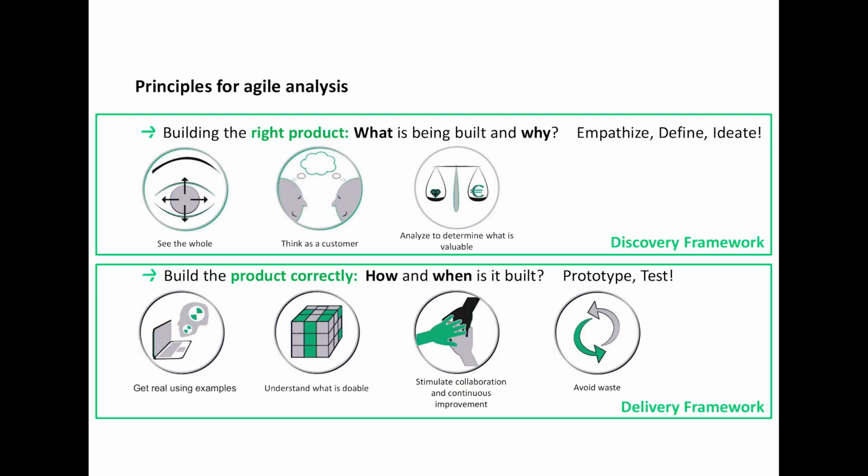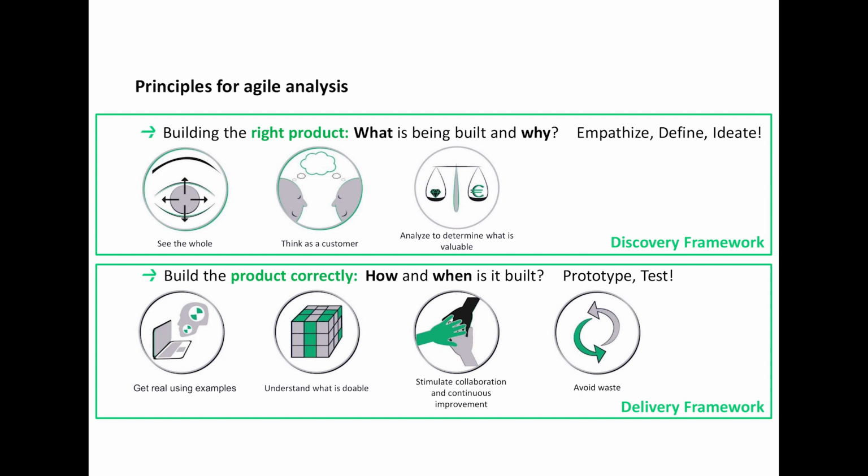On the one hand, agile analysis is about building the right product. That is, asking the question of what and why you are building something. On the other hand, it is about building the product correctly. That is, asking the question of how and when to build something. In cooperation with the Agile Alliance, the International Institute of Business Analysis has defined 7 principles for dealing with requirements in an agile way. Approaches such as design thinking are compatible with these principles.